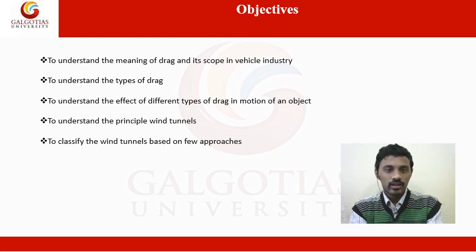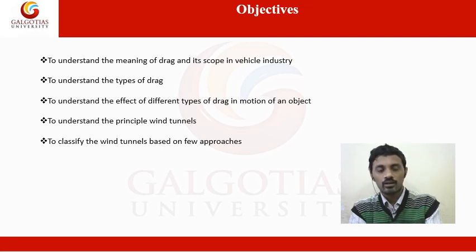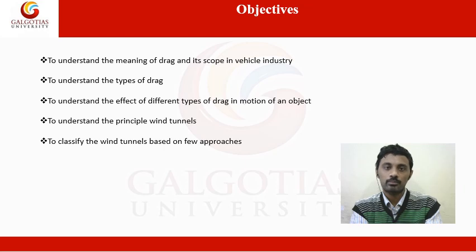As part of objective 2, we'll also understand the types of drag, or the classification of drag based on what parameters. The third objective is to understand the effect of different types of drag in the motion of an object. Whatever types of drag we study in objective number 2 will be taken up in depth so that their effect on the motion of a car can be studied. So that's objective number 3 for you.